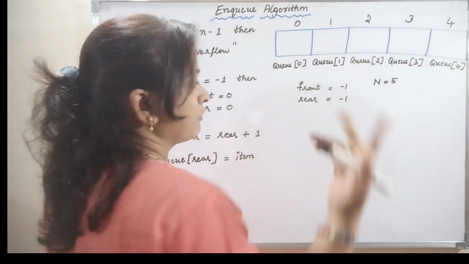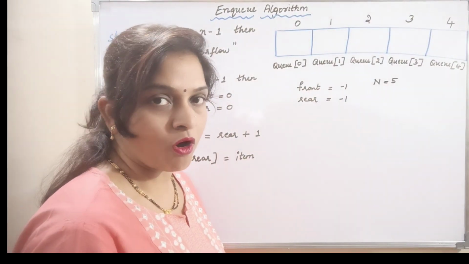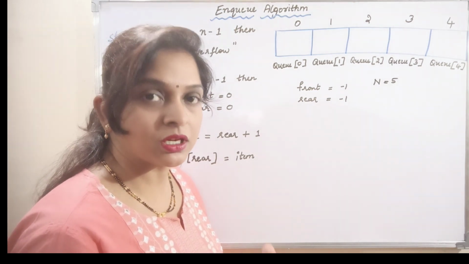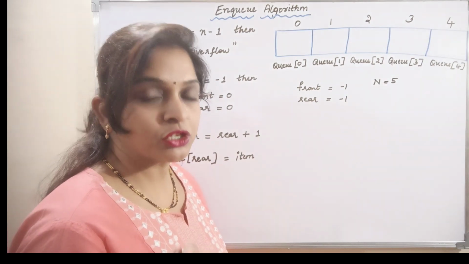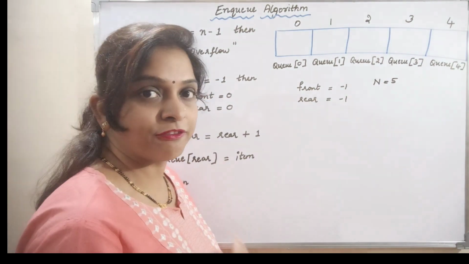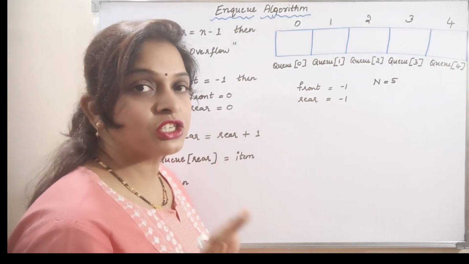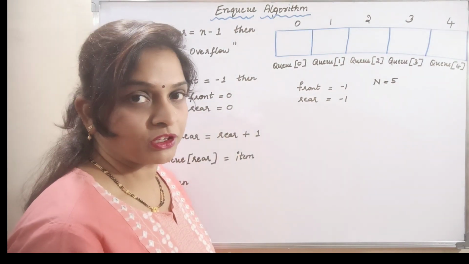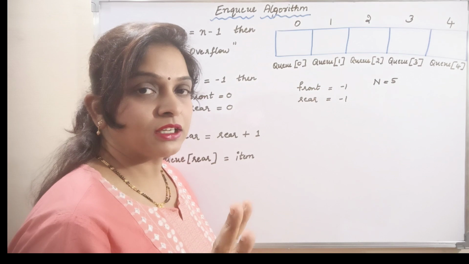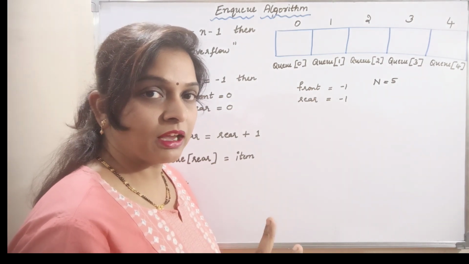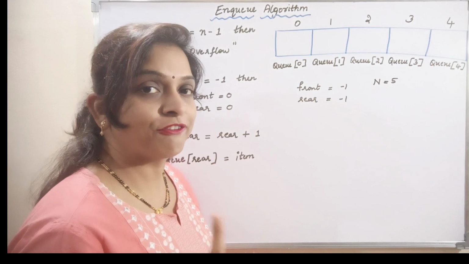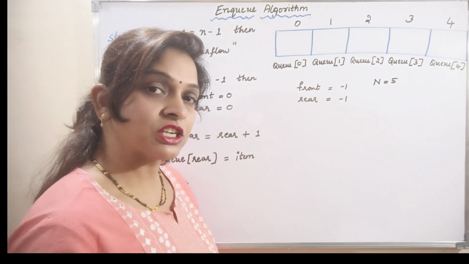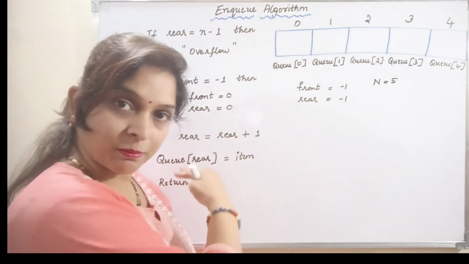Front and rear pointer, we all know the two pointers that we use for a queue, because in the queue we perform the insertion operation and deletion operation at two different ends. The insertion, so-called enqueue, will be dealt from the rear end, and deletion, so-called the dequeue operation, will be dealt with the front pointer. Front takes care of deletion, rear takes care of insertion. So two different pointers to perform two different operations. Insertion always from the rear end, deletion always from the front end.